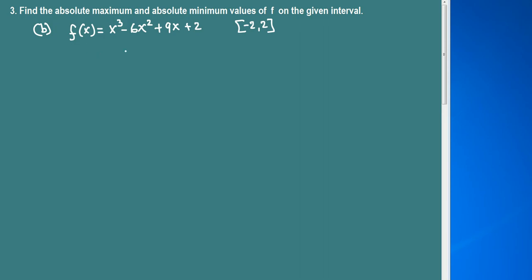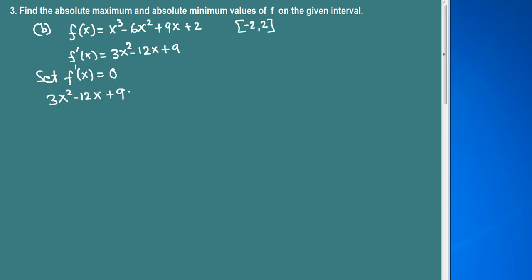First, we find the critical numbers of this function that lie inside [-2, 2]. For critical numbers, we find the derivative and set it equal to 0. Okay, so the derivative is 3x squared minus 12x plus 9, and we set the derivative equal to 0. That is 3x squared minus 12x plus 9 equals 0. Now we solve this equation for x.